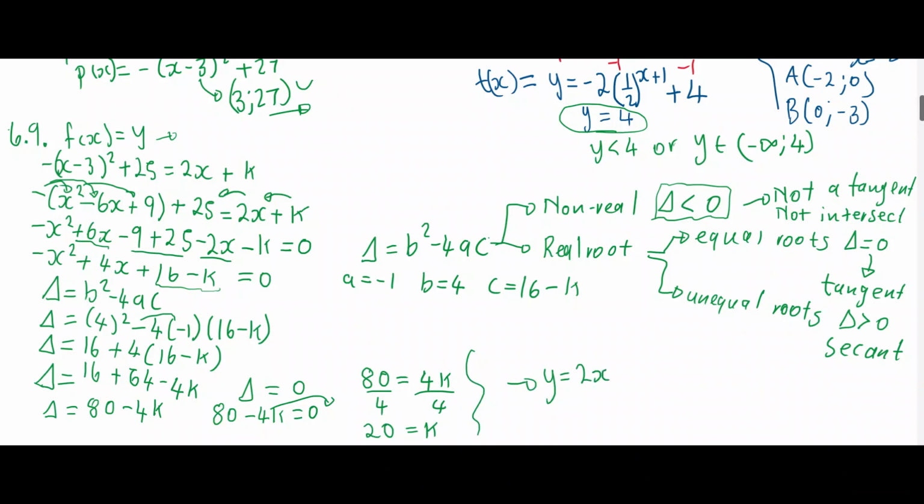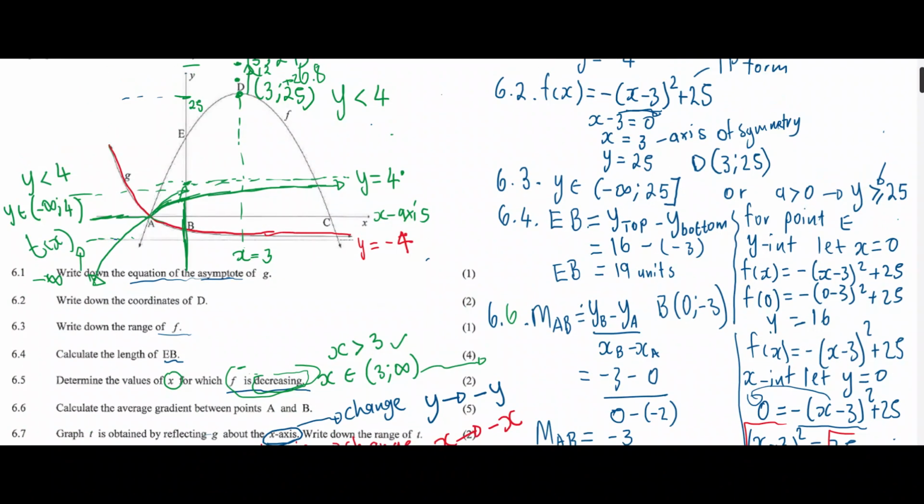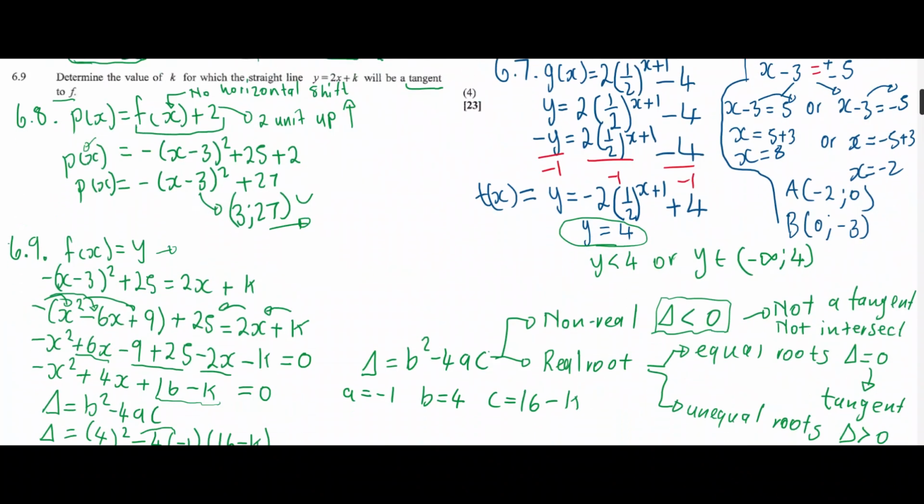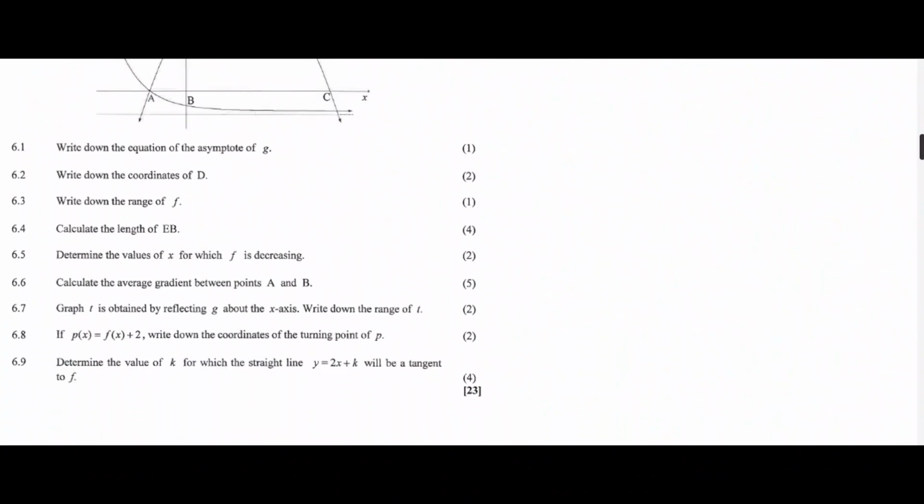So this mainly means that for the line 2x plus k to be a tangent, we must have a specific value of k, which is 20. Do you see that? For that to touch our graph only once, we must have the k value 20. So possibly that's what it means. That is what it means. I think that's perfectly fine with that.